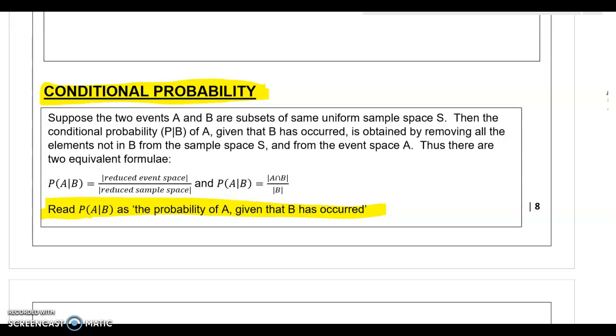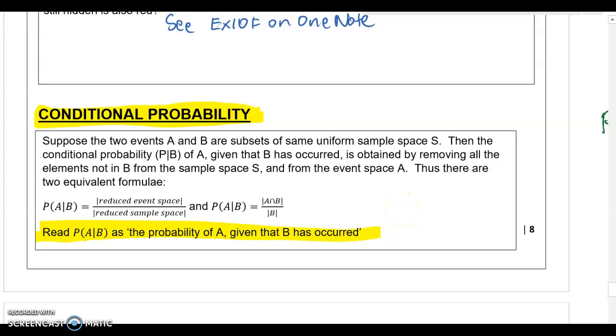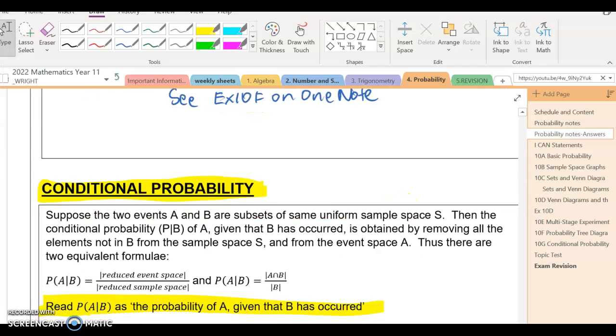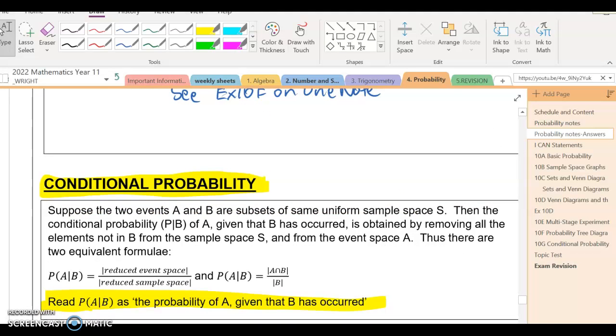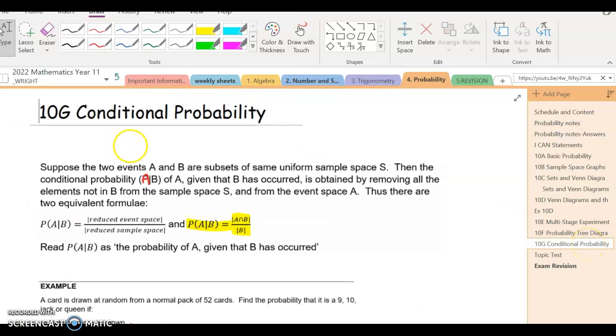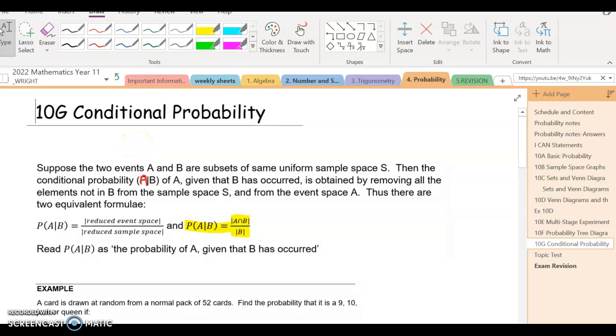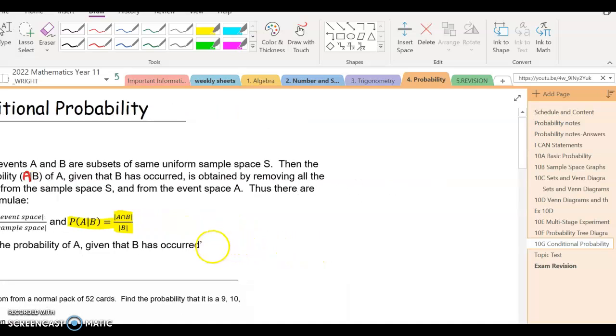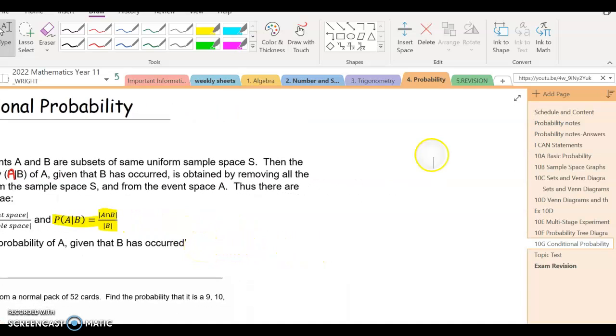We'll have a look at how we go. So I'm going to do the work for this, which will be 10G over on our 10G page in the OneNote that says conditional probability. I'll still work through your examples though. So conditional probability, what is that and how does it look? We write this as conditional probabilities.